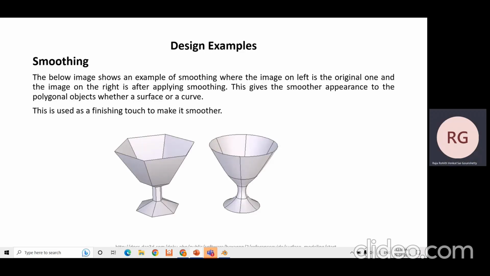Now let's see different design examples. The first technique that we see is smoothing. Here the below image shows an example of smoothing where the image on the left is the original one and the image on the right is after applying smoothing. This gives a smoother appearance to the polygon objects, whether a surface or a curve. This is used as a finishing touch to make it smoother.